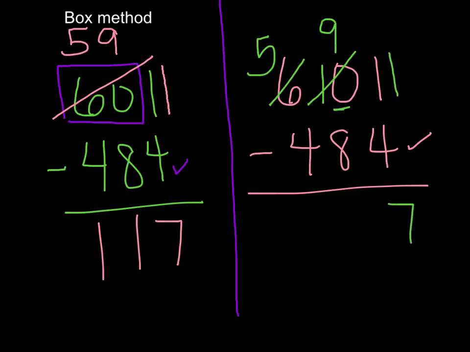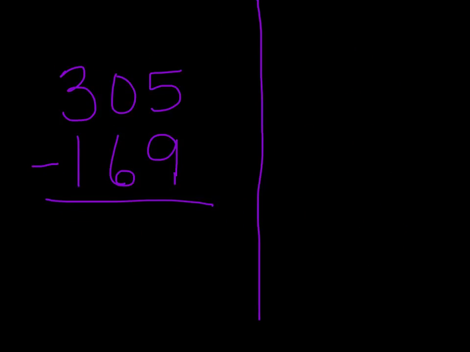11 minus 4 is 7. 9 minus 8 is 1. 5 minus 4 is 1. You can see that I got the same answer, only the box method makes it a little simpler to understand what we're doing. Let's walk through one more example. Write this problem down.